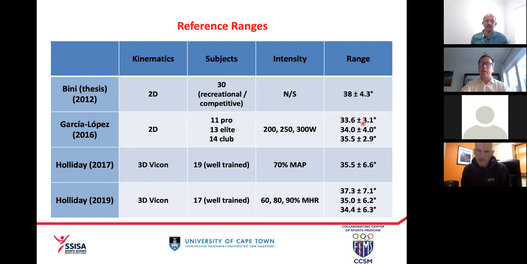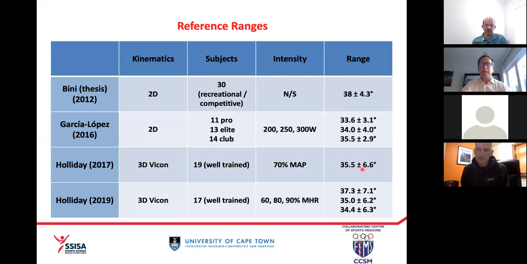And we see that at a professional level, this is a moderate workload, probably well below FTP for the professionals, and maybe at or above FTP for club level athletes. We see that professional athletes have a lower range of knee flexion compared to elite and club riders. So we see this difference between different levels of cyclists. In Wendy's study on 19 well-trained cyclists using 3D Vicon, the intensity was 70% of peak power output, or maximal aerobic power. And there we have a range of 35.5 degrees plus or minus 6.6.